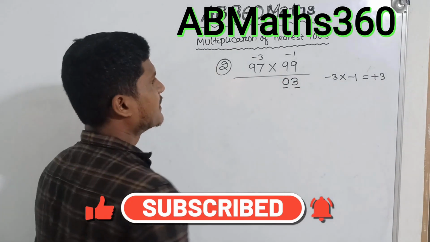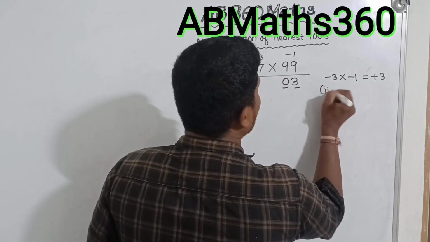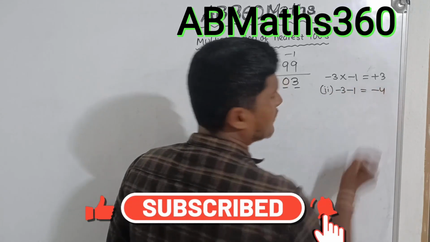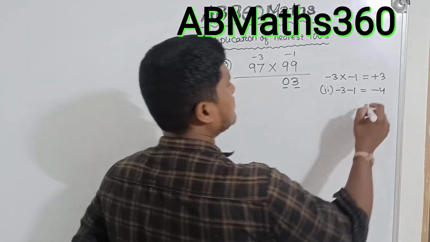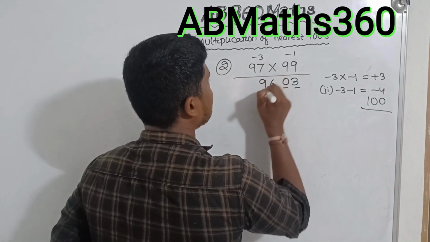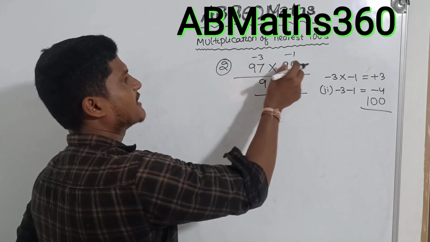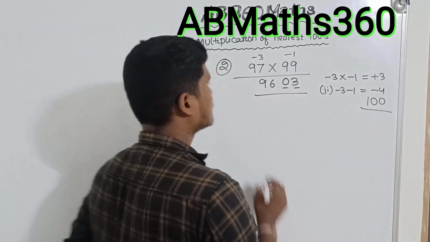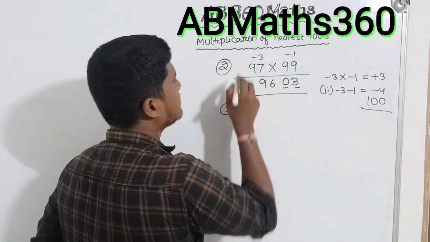And here also a 0, to make 2 places. In the second condition, you have to do minus 3 and minus 1, that means minus 4. So you have to input 100 minus 4, that is 96. What is the result? 97 multiplied by 99 is 9603. So this was the first question in this type.